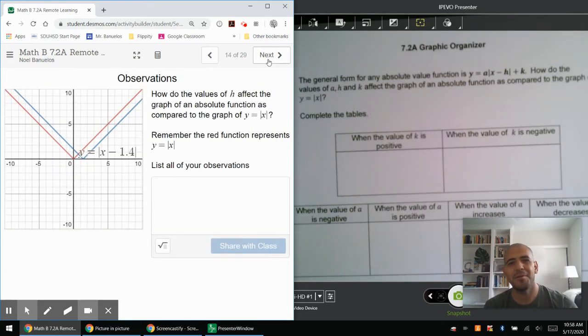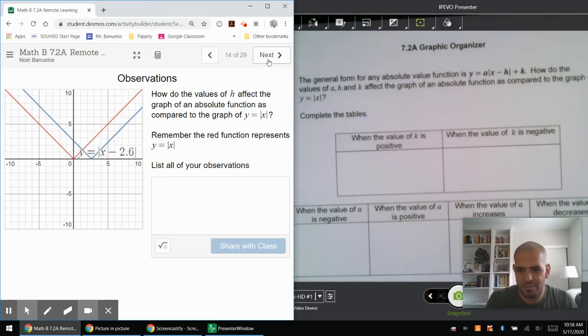Okay, so what I want you to do, list your observations. When you change the value of h, what happens to your graph? So remember, the h is what's inside the absolute value, okay?